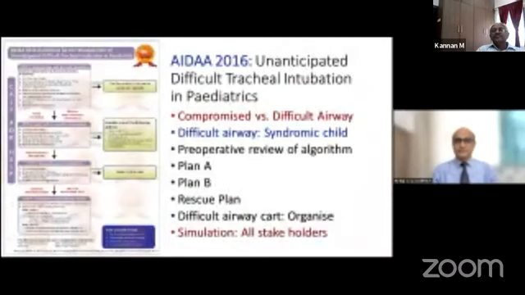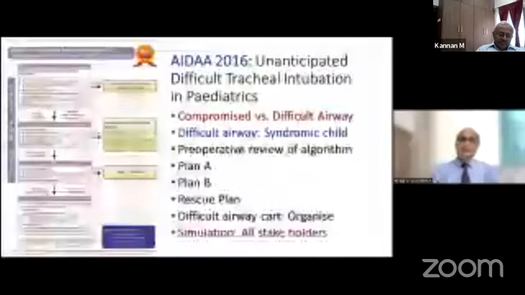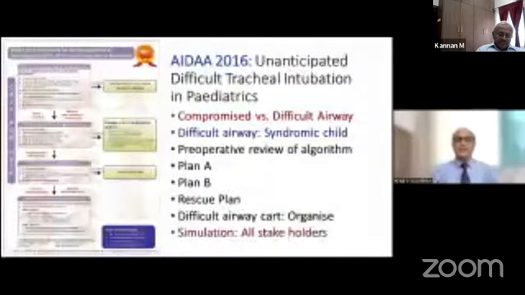Even when you have a doubt, I would suggest if you are planning a difficult airway intervention, it's better to look at the algorithm again. Have a look at the algorithm and define where you would have your plan A, plan B, and what is your rescue plan in case none of these 2 plans work out. So have a preoperative review of an algorithm, especially for a child who may belong to one of the syndromes.